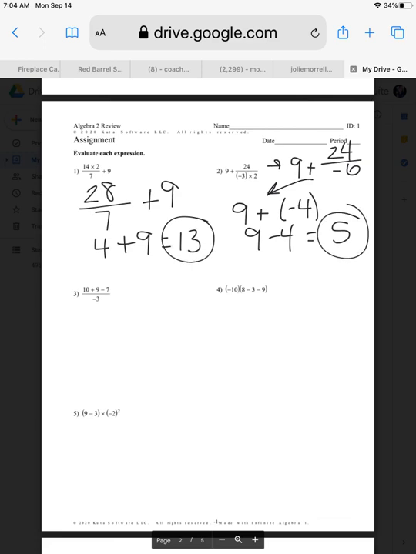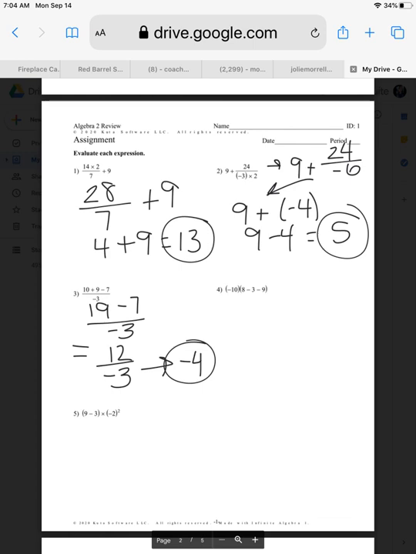So here, we can't divide first. I know when we look at PEMDAS, it's supposed to say division first, but we have to add and subtract what's on the top first, okay? So my first step is I'm going to add 10 plus 9, which gives me 19. Then I'm going to write what's left, minus 7 over negative 3, okay? I still can't divide anything, so I need to do 19 minus 7, which is 12 over negative 3, okay? My answer, 12 divided by negative 3 is negative 4.